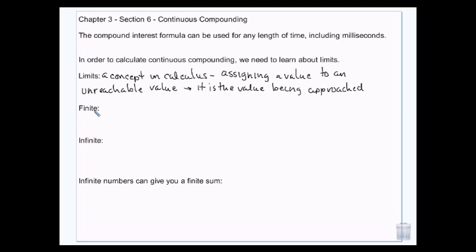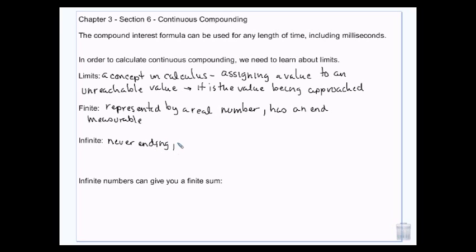Okay, and there are finite limits and infinite limits. A finite limit is represented by a real number. So in that example that we just had, where I'm squaring it and squaring it every time, my finite value that I'm reaching is 0. 0 is the real number that it's being represented by. And that's because we have an end, and we call it measurable. And an infinite is never ending. It is not measurable, and it can't be represented by a real number.